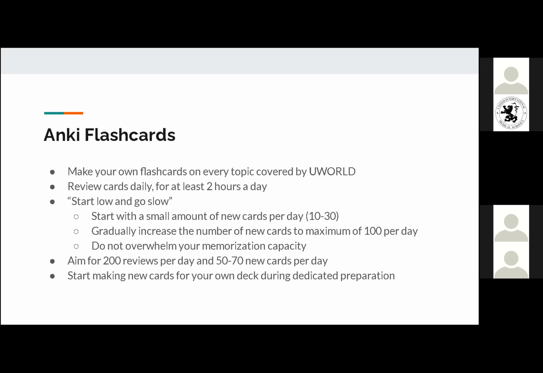I recommend starting your deck during dedicated. As soon as you start dedicated, as soon as you do your first UWorld block, start creating your Anki flashcards, and then you just keep up with them during your dedicated.